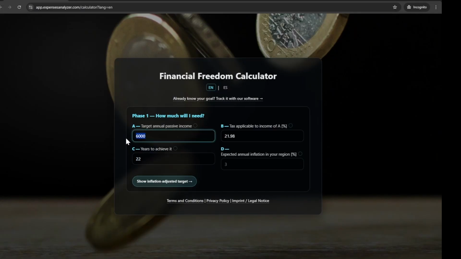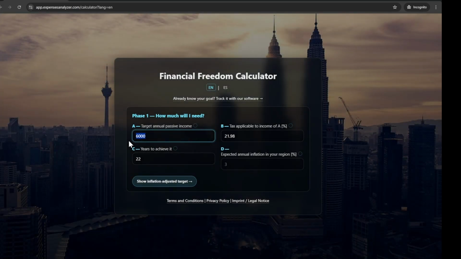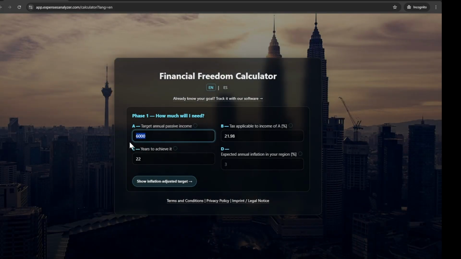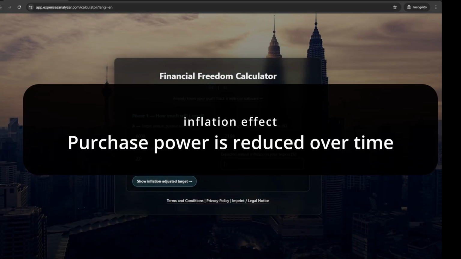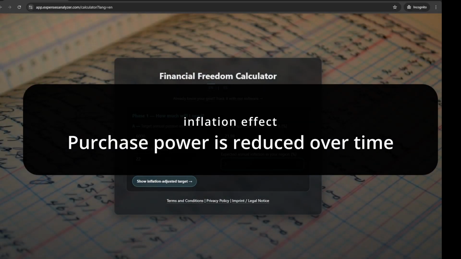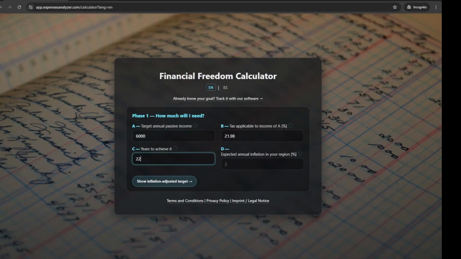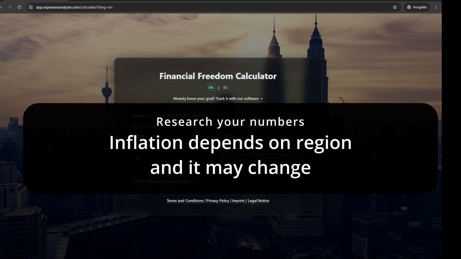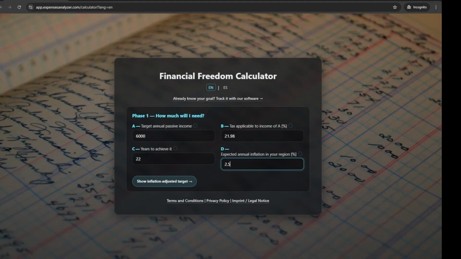Now, this is the money that you want today. So for the lifestyle as today, you will need 6,000 euros extra paid by passive income. In 22 years, you will not be able to buy as many things with 6,000 euros, and that is because of inflation. So we need to correct this value for what is the equivalent in 22 years. And that is going to be based on the inflation rate. We are going to put something reasonable, at least for Europe, which is 2.5%. Again, make those values correspond to your case.